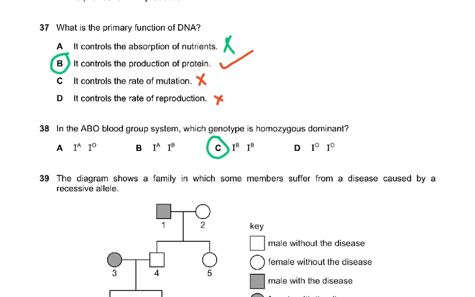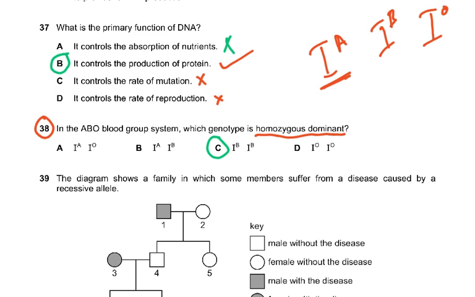Then coming on to question number 38. In the ABO blood group system, which genotype is homozygous dominant? You know we have three alleles, IA, IB and IO. Now this would be very easy to figure out. IA IA is homozygous dominant, IB IB is homozygous dominant, but IO IO is homozygous recessive, so this would be wrong. This is of course heterozygous and this is again also heterozygous. So homozygous dominant would only be C, which is IB, IB.